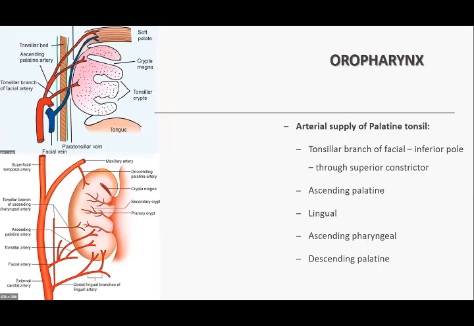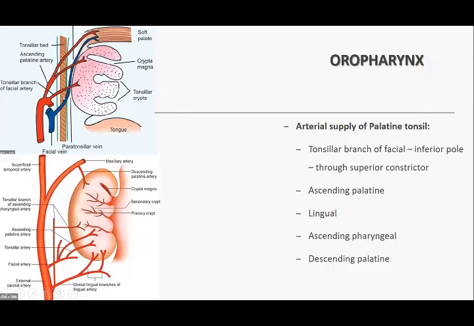Okay, now we come to the arterial supply of the oropharynx. This comes from the tonsillar branch of the facial artery. This is the facial artery, and these are its tonsillar branches. These tonsillar branches of the facial artery, see, this is the one. This is the paratonsillar vein. This is the superior constrictor muscle of the pharynx. This forms the bed of the tonsil, as we just explained: pharyngobasilar fascia, superior constrictor muscle of the pharynx, and the buccopharyngeal fascia on the outside.